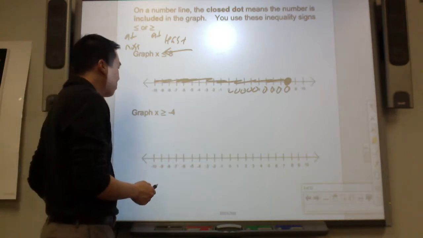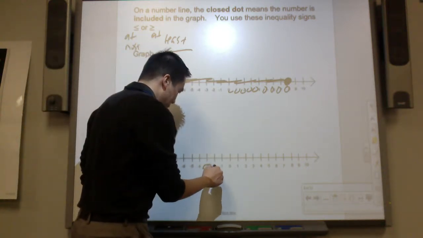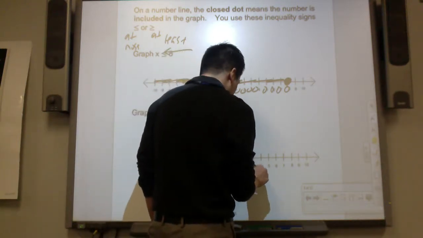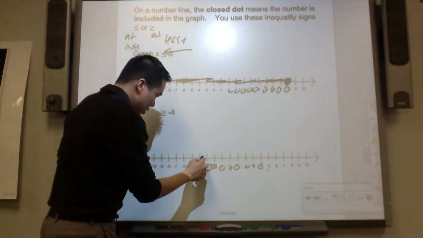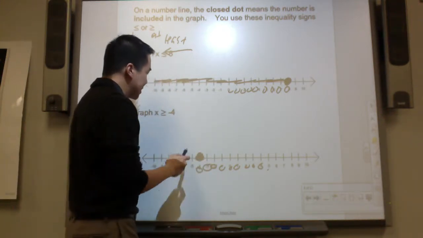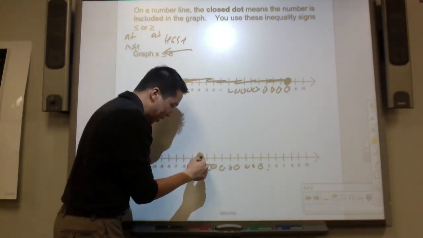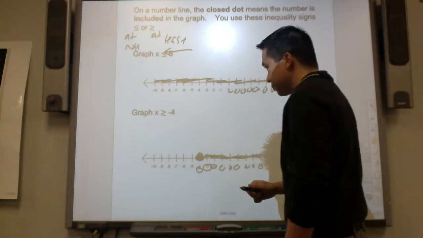So can you name numbers that are greater than or equal to -4? So -3, -2, -1, 0, all these numbers. But can I include -4? Yes, you can, because it's an equal to. So it's a closed dot. First of all, it's an open dot, but since we are including -4, we have to color it in, and then you shade it towards this way.